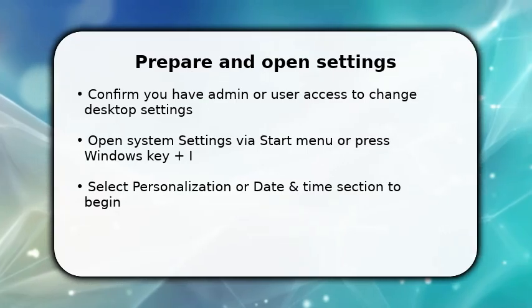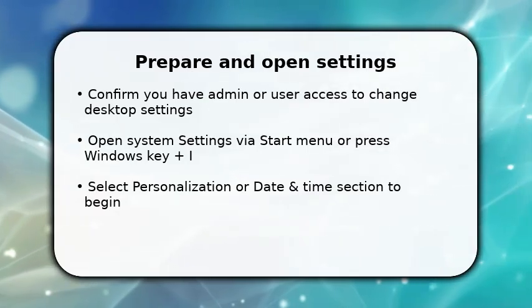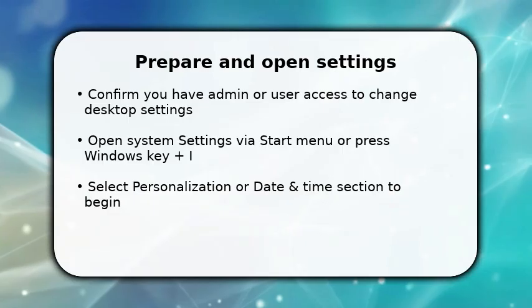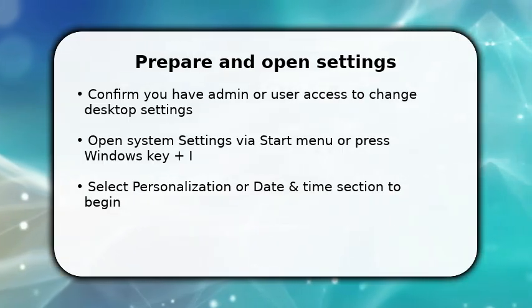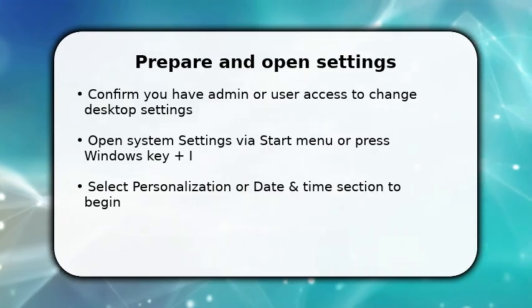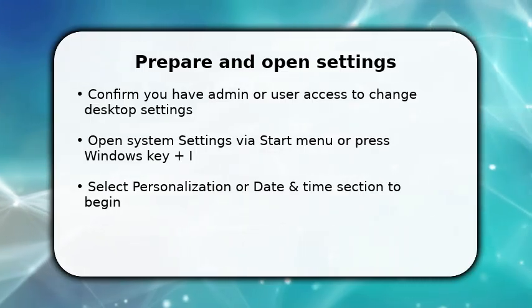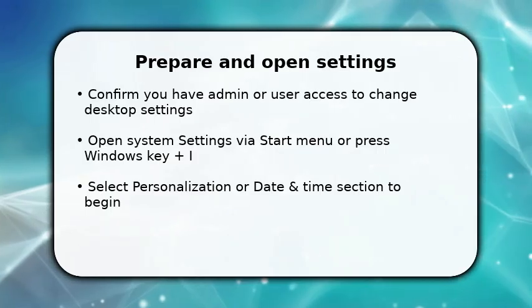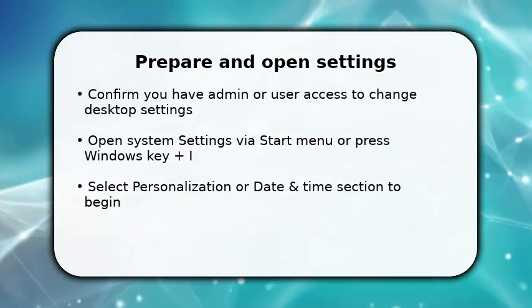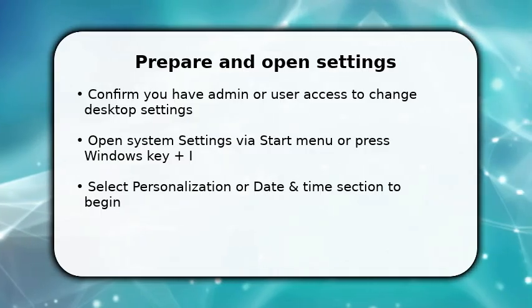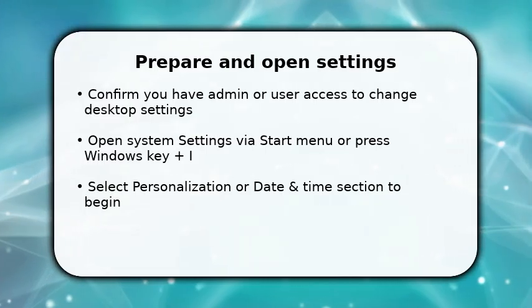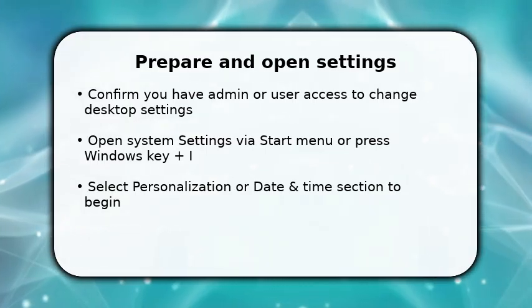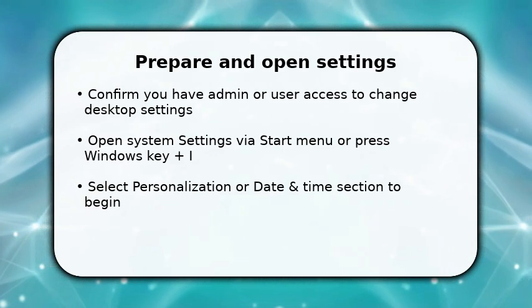You start by confirming you can change desktop settings. This avoids permissions delays. Once ready, open Settings, press the Windows key + I or click Start and choose Settings. Make sure you go directly to Personalization or Date and Time depending on your OS. This first step locates the controls where Time display options live, so you can change visibility and format without hunting through menus. Proceed now to the specific display options in the next slide.